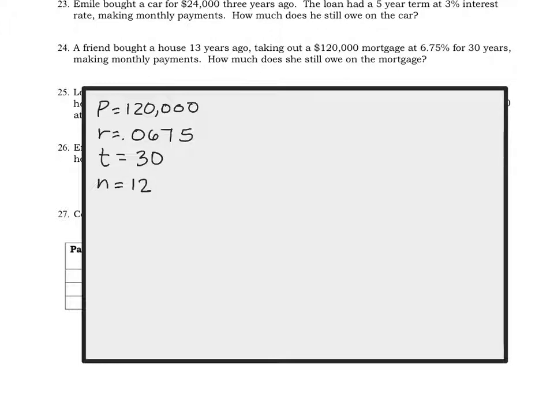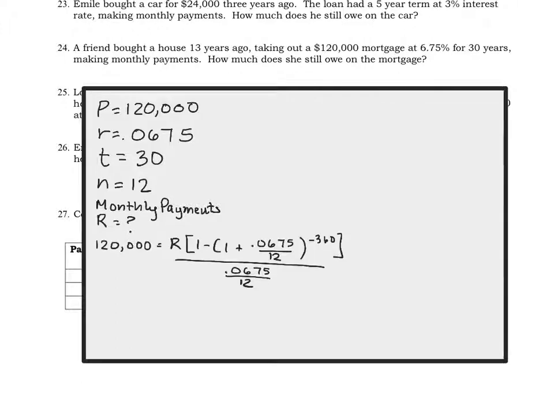So the first thing that we are going to have to figure out is what are the monthly payments. So we'll be looking for that R. Okay, so let's set this up into our loan formula. And as always in this particular situation, we are looking to figure out what this is right here. And once we find that amount, we're going to take our $120,000 and divide by this amount.